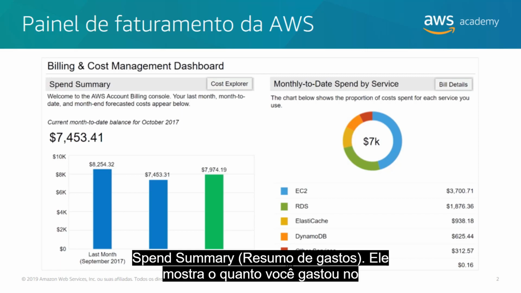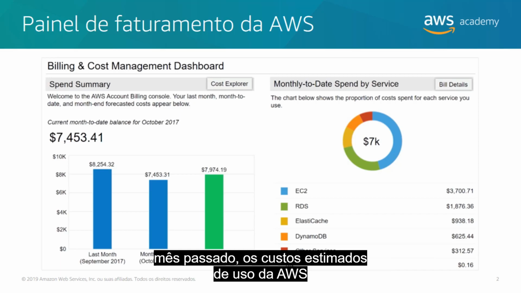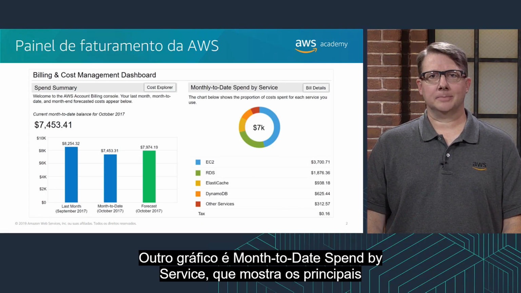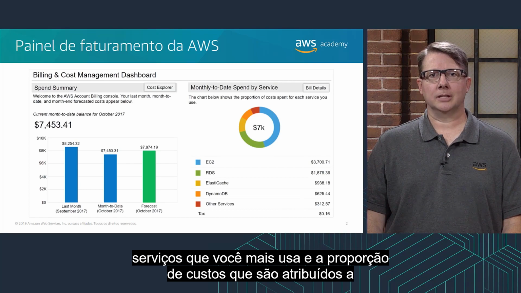The spend summary shows you how much you spent last month, the estimated costs of your AWS usage for the month to date, and a forecast for how much you are likely to spend this month. Another graph is month-to-date spend by service, which shows the top services that you use most and the proportion of costs that are attributed to that service.